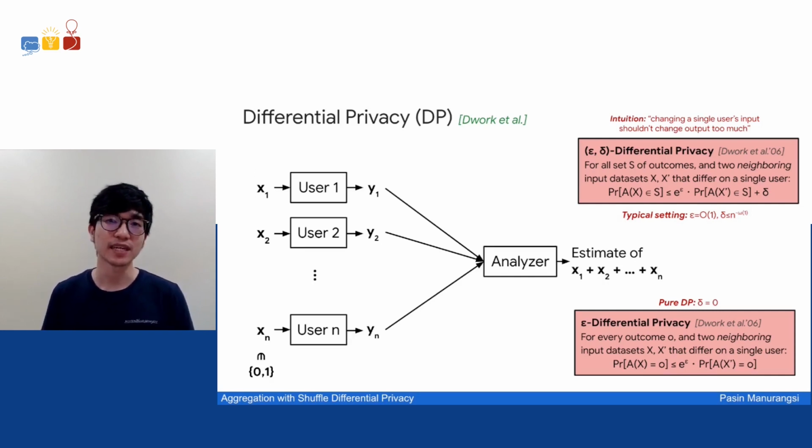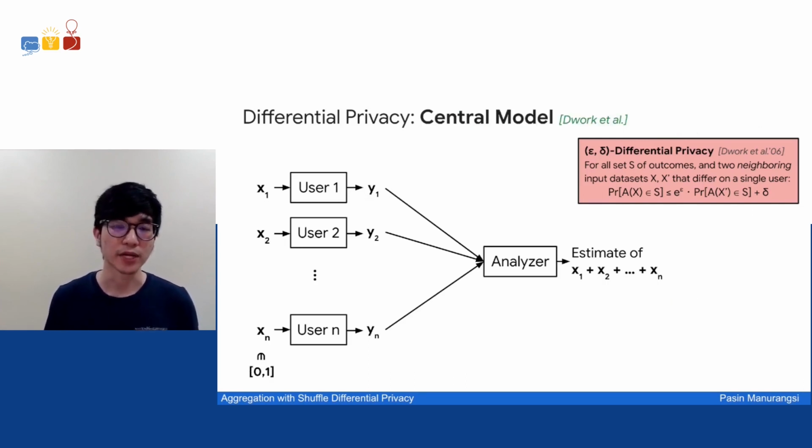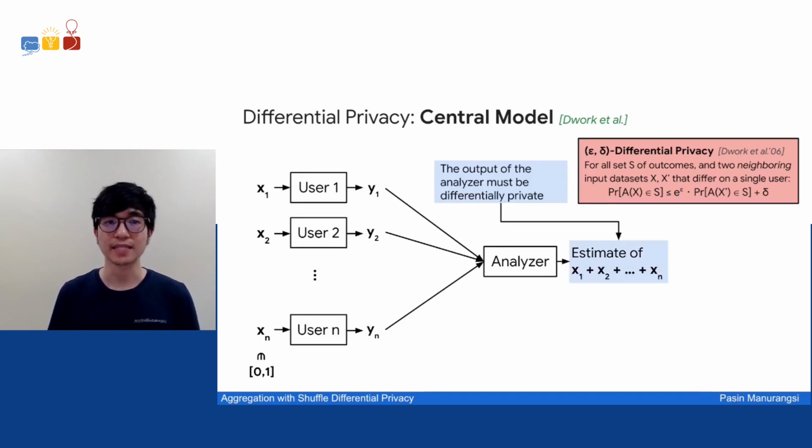And indeed, if you consider a different scope of this protocol to be an algorithm, you will end up with a different model of differential privacy. Perhaps the most popular model, and indeed the original model, is the so-called central model, or sometimes referred to as the trusted curator model. In this model, you view the entire process from the user sending the messages to the analyzer producing the output as a single algorithm. And in this case, you only require the output of this entire process, which in our case is the estimate of the sum of xi, to be differentially private.